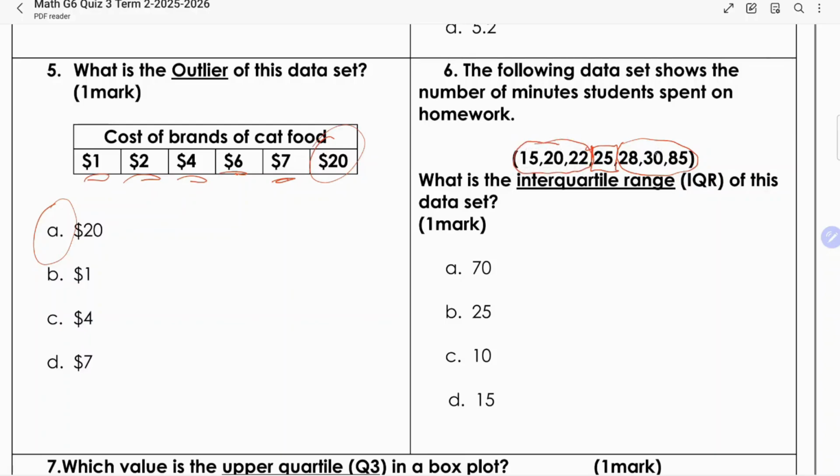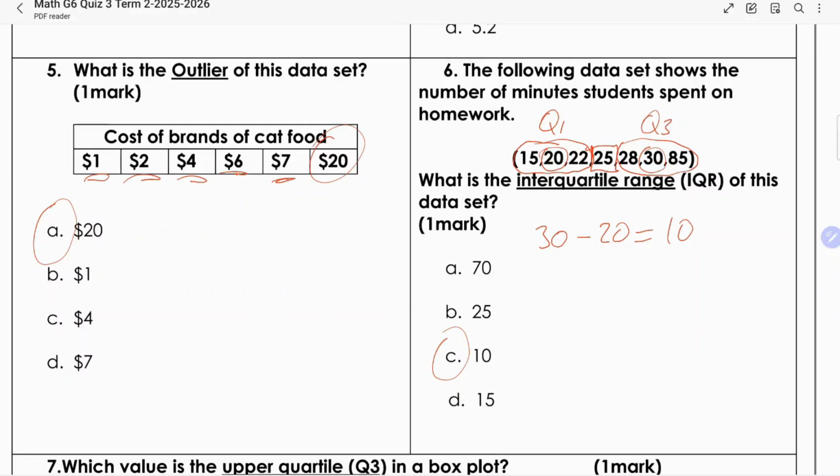What's the middle number here? 30. What's the middle number here? 20. So that means that this is Q1 and this is Q3. That's all we're interested in, to find an interquartile range. So 30 minus 20 is 10. So the answer is C.